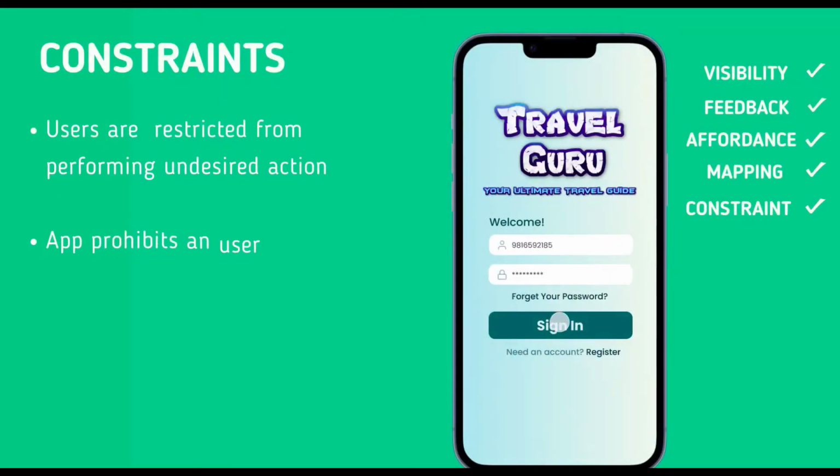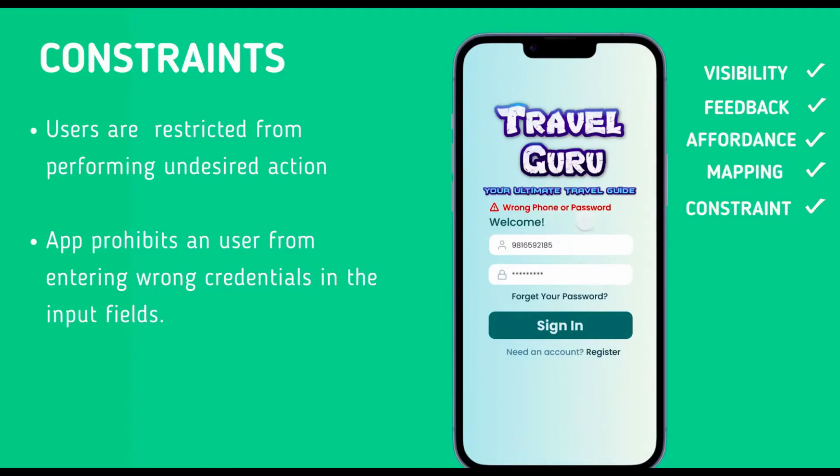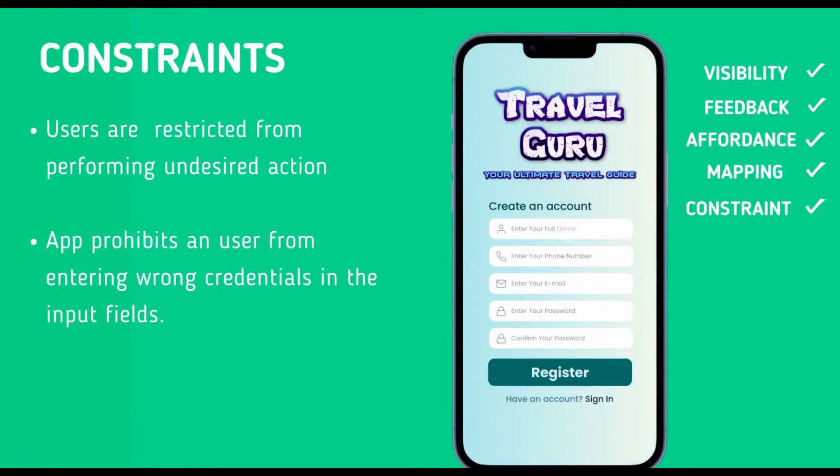Likewise, constraints restrict a particular form of user interaction with the interface. We can clearly see that the app prohibits a user from entering wrong credential in the input fields.